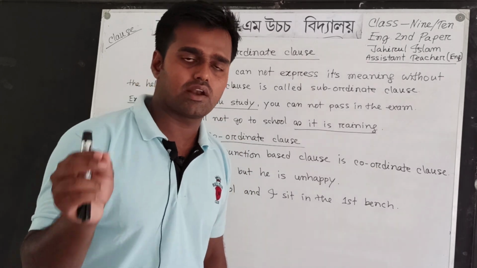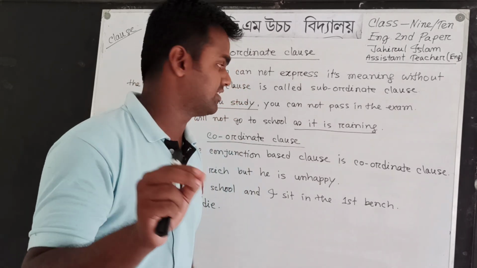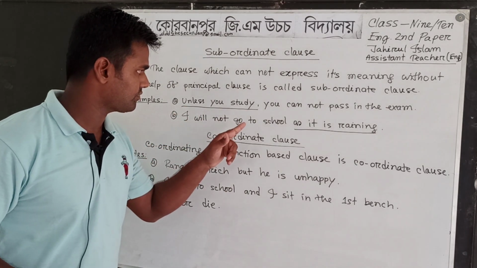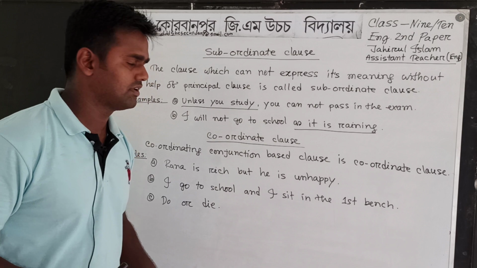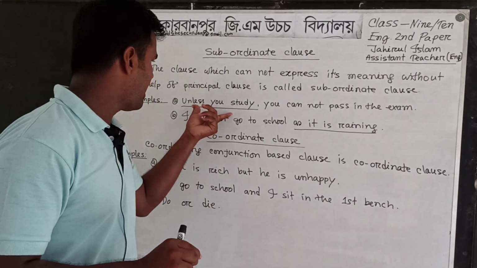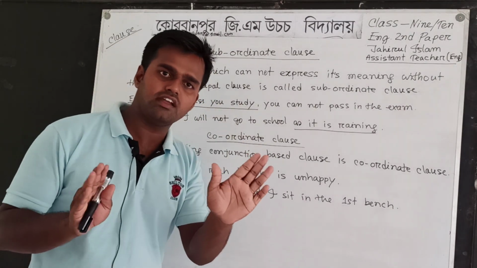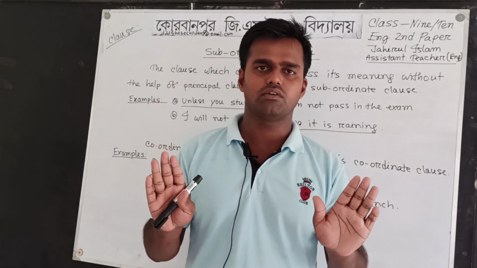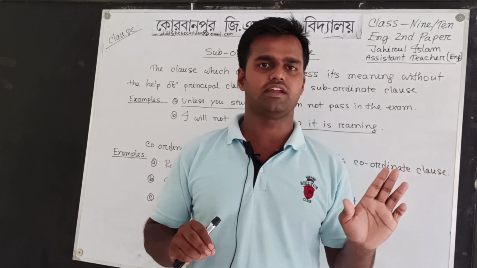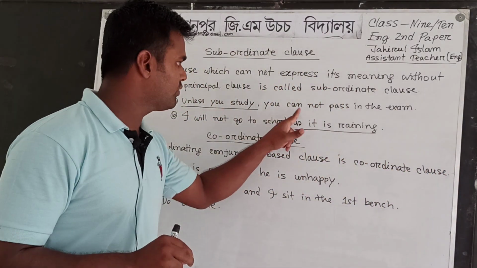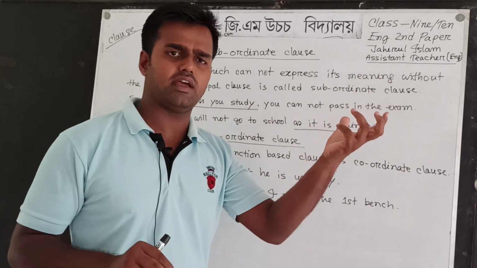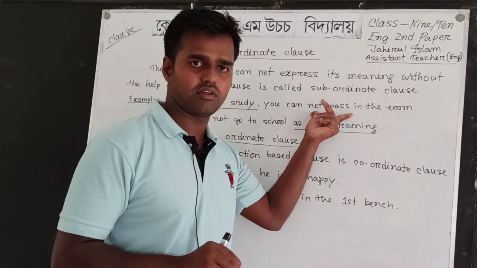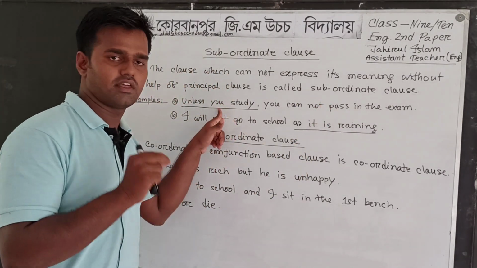Where there is a subordinate clause, there will remain a principal clause, obviously. Now I am showing you the examples. Unless you study, you cannot pass in the exam. Notice carefully. If I stop after saying "unless you study," it does not express its meaning fully. But on the other hand, "you cannot pass in the exam" can express its meaning without the help of another sentence. It is a principal clause. It does not depend on the other sentence.